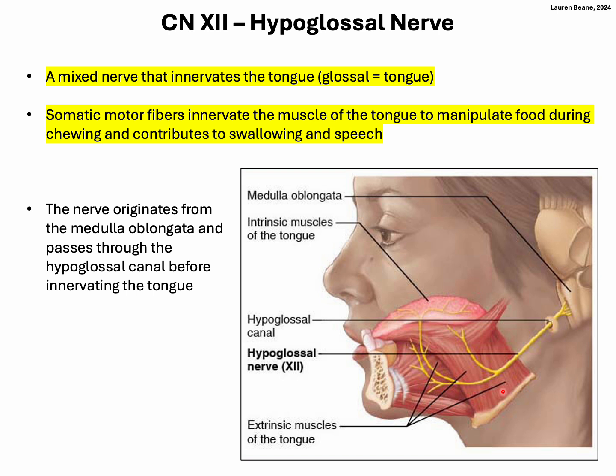Then lastly, the hypoglossal nerve. So we can see here below the tongue, that's literally what that name means. It innervates the muscles of the tongue to manipulate food during chewing, contributes to swallowing, and allows for speech production. It's a very important nerve here.